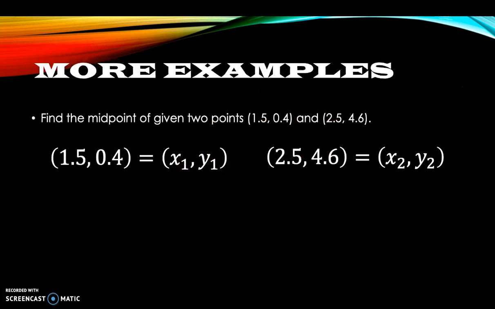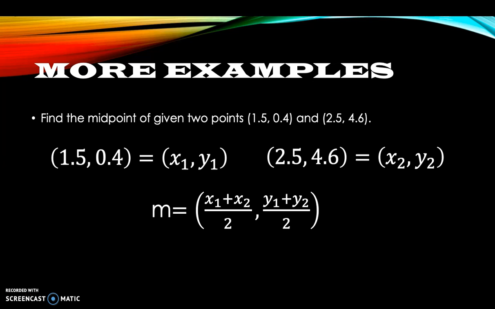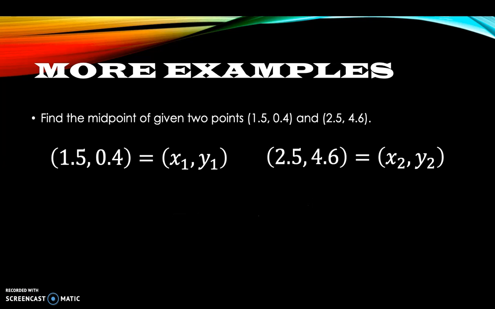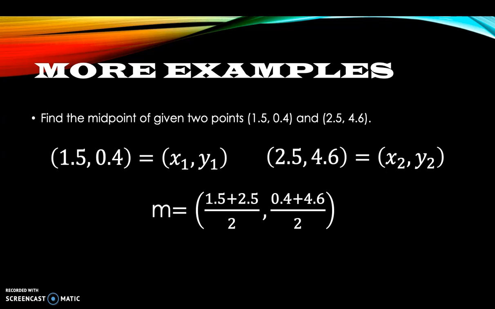More examples. Find the midpoint of the given 2 points, (1.5, 0.4) and (2.5, 4.6). (1.5, 0.4) will be (x1, y1), and (2.5, 4.6) will be (x2, y2). We're going to substitute these 2 points into the midpoint formula, (x1 + x2) / 2, (y1 + y2) / 2, which gives us (1.5 + 2.5) / 2, (0.4 + 4.6) / 2. Since we're dividing by 2, it's best to write these decimals as fractions.